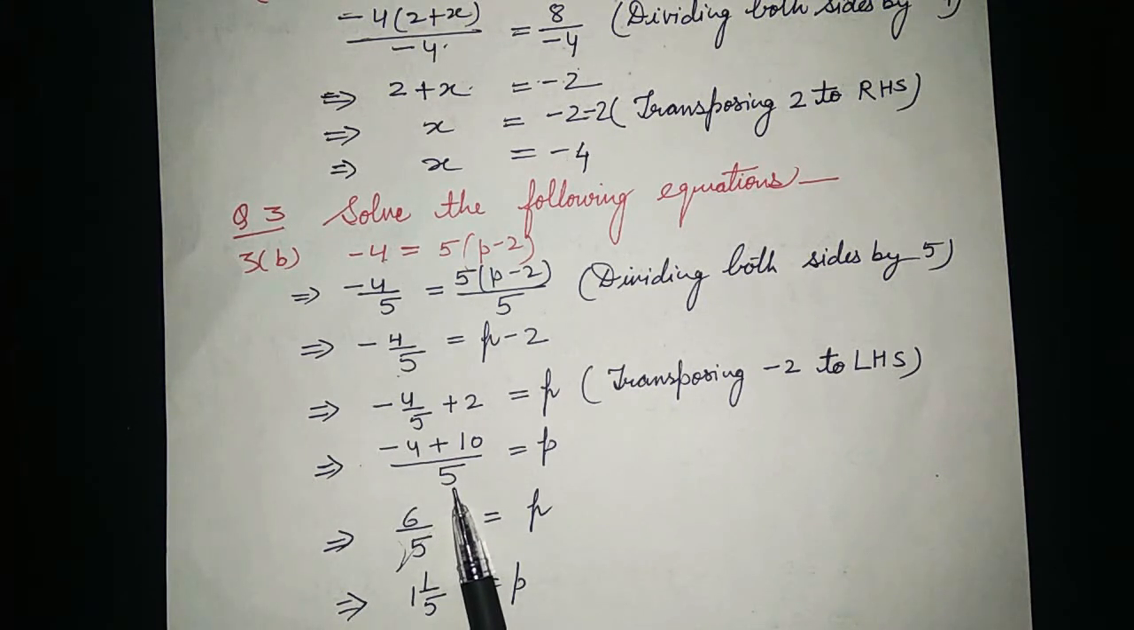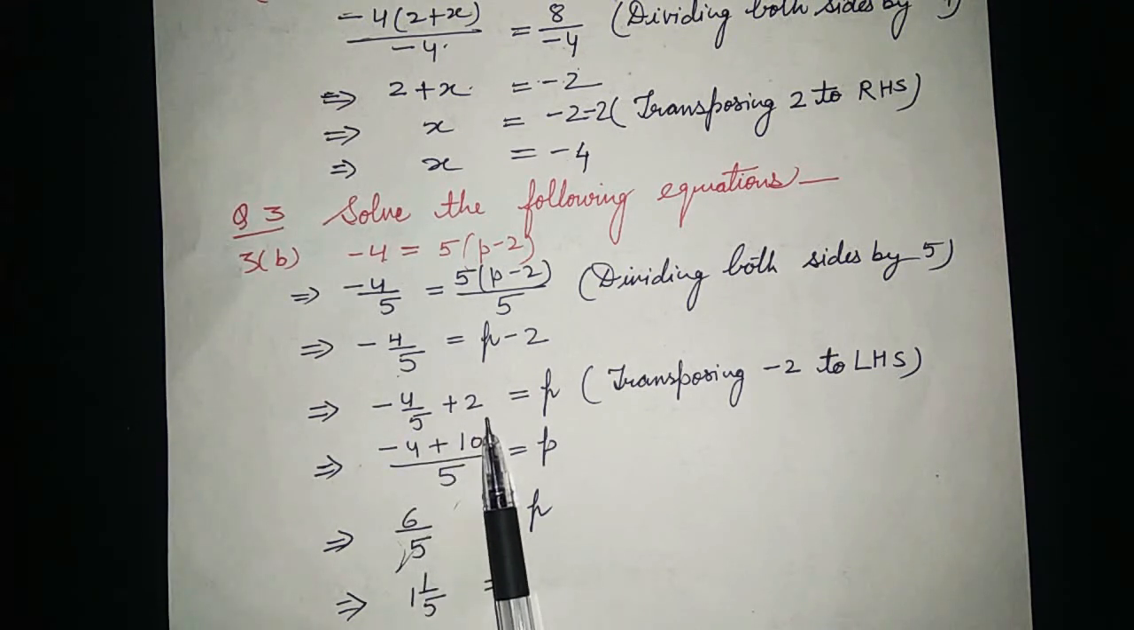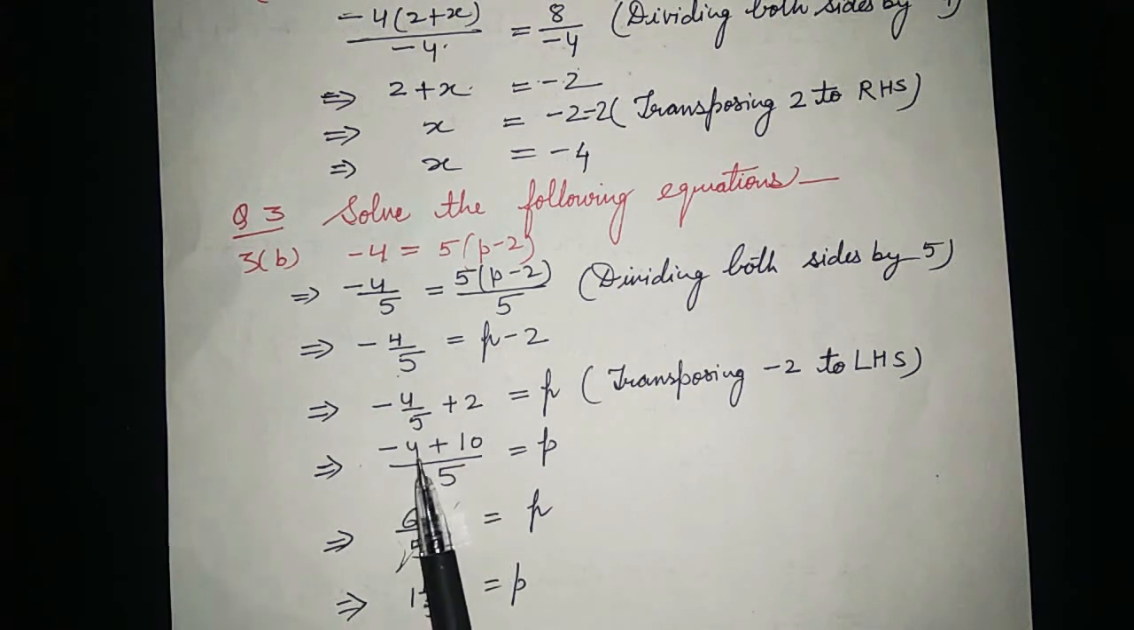What is coming? 1. And 1 when we multiply with this minus 4, what is coming? Minus 4. And here 5 divided by 1, 5 will come, and 5 × 2 is 10. Now minus 4 plus 10, what is coming? 6 upon 5 is equals to p.